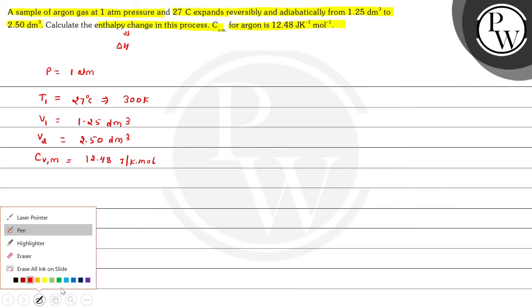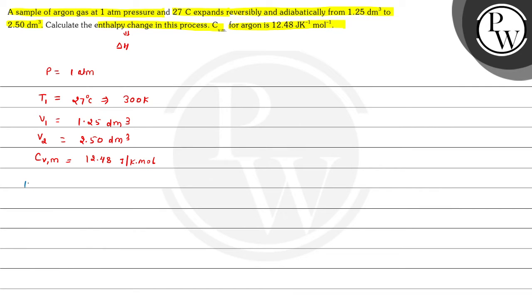So we can write our key concept. What is the key concept? We have to find out the change in enthalpy. So change in enthalpy is equals to n CPM dT. Here n is the number of moles, CPM is molar heat capacity at constant pressure, and dT is the change in temperature.